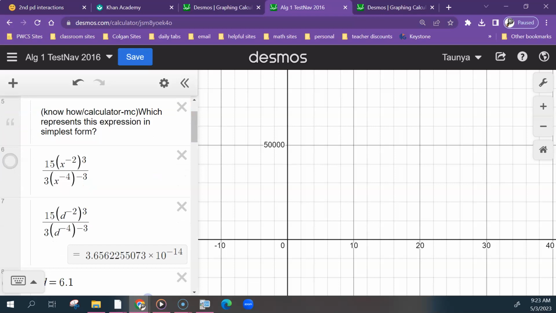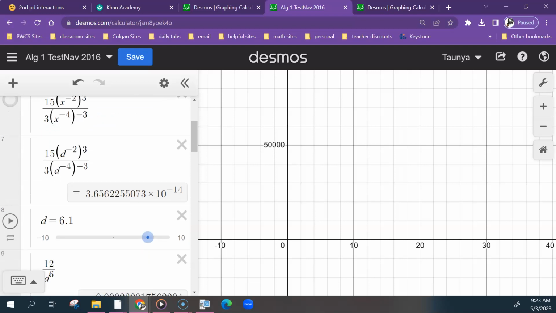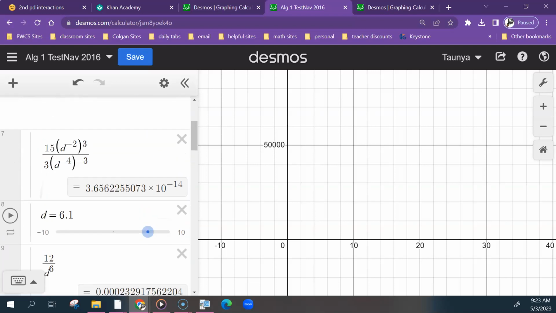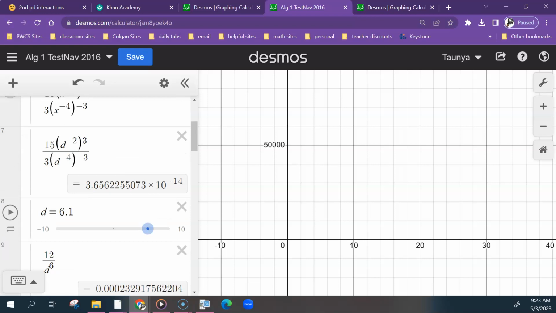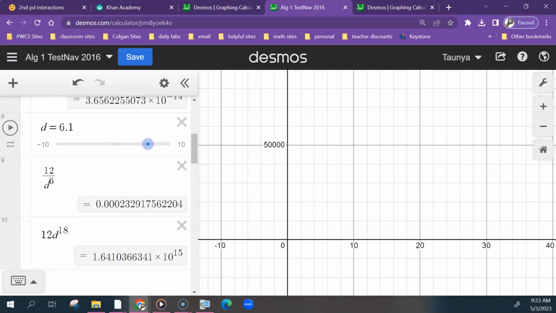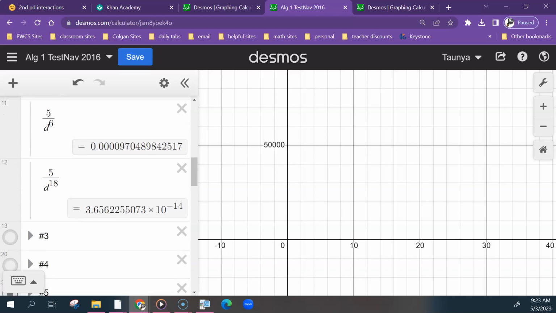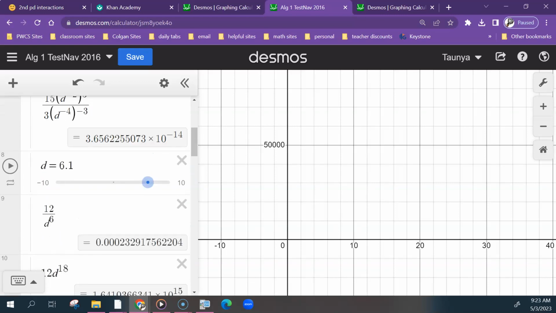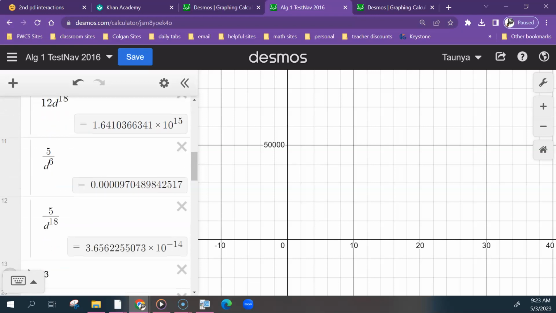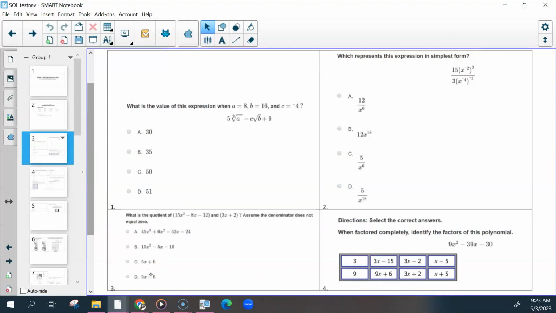If you either change your variable to something else, A through E, or make the x's capital, either or, and then type in, it'll ask you to make it a slider. Do that, change it to some value, put in all of your answer choices, and there should be only one that matches as long as you put in everything correctly. So 5 over d to the 18, that was the correct answer. D.